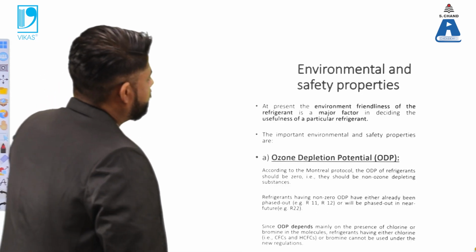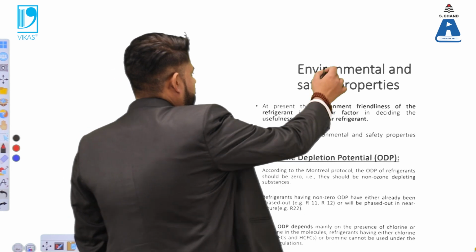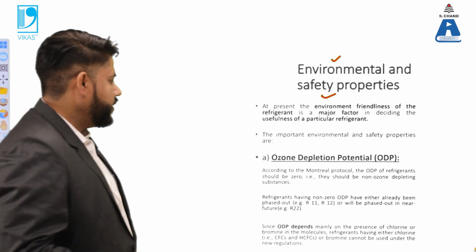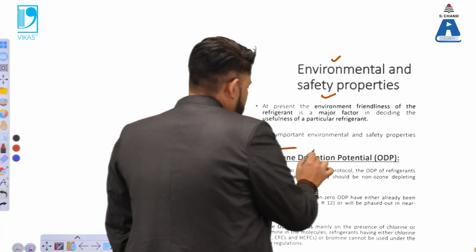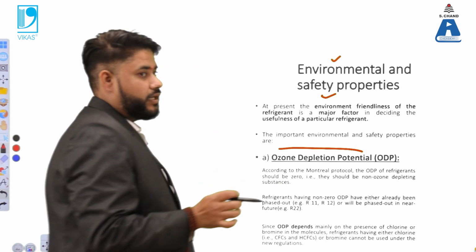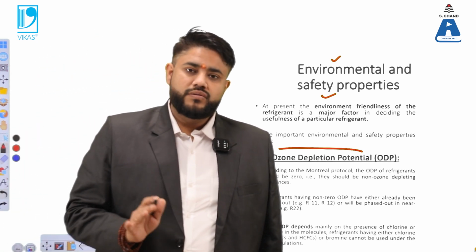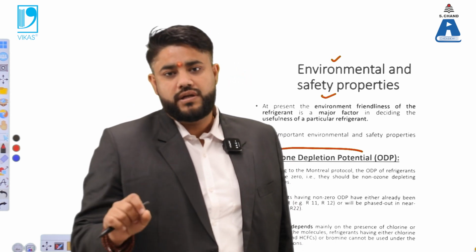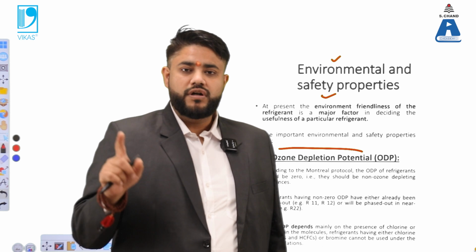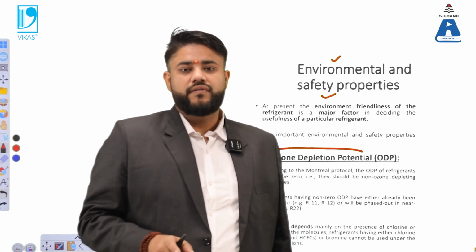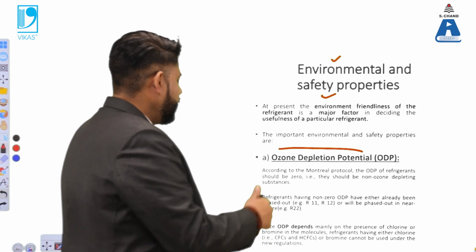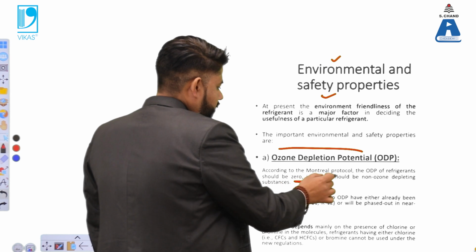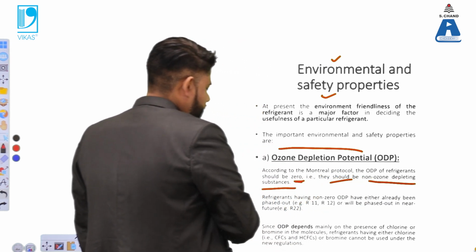Now if I talk about ozone depletion and global warming, there are certain environmental and safety protocols and practices that should be followed. One thing is ozone depletion potential. Governments nowadays are focusing on those types of refrigerants that have zero ozone depletion potential. That means these refrigerants should not deplete the ozone layer. According to the protocol, this should be zero, so it should be a non-ozone-depleting substance.